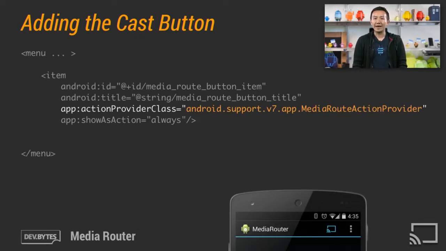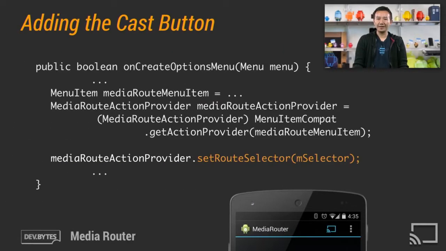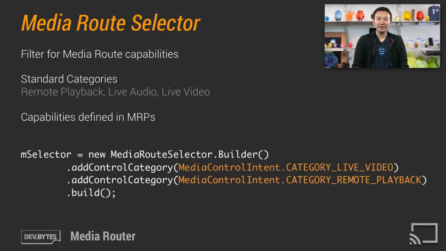One way to add the Cast button in the action bar is to add an action provider menu item pointing to the class MediaRouteActionProvider. Then, in the menu initialization code, associate the menu item's action provider with a MediaRouteSelector object. Route selector is basically a filter for media route capabilities. An app can specify categories of media route endpoints it can work with. The framework uses the selector to present only the appropriate media routes to the user.